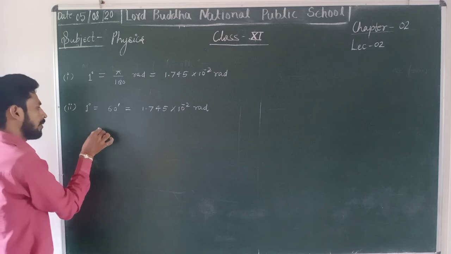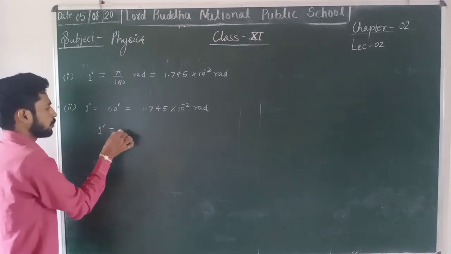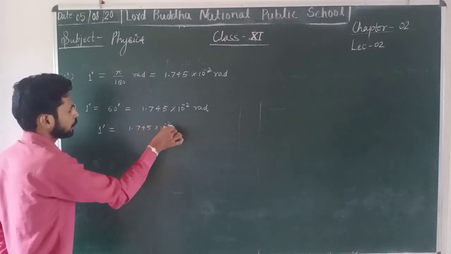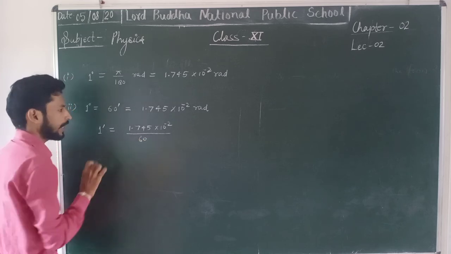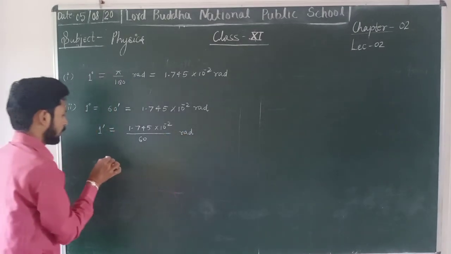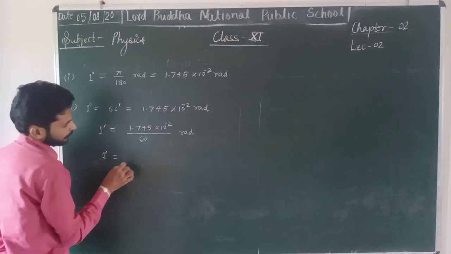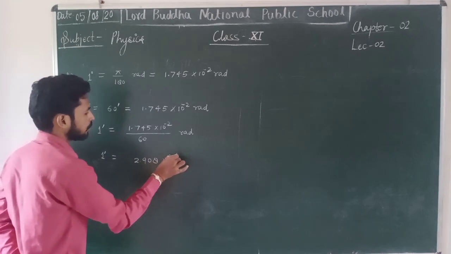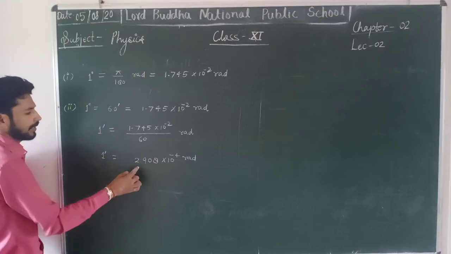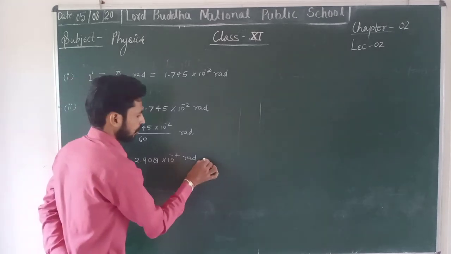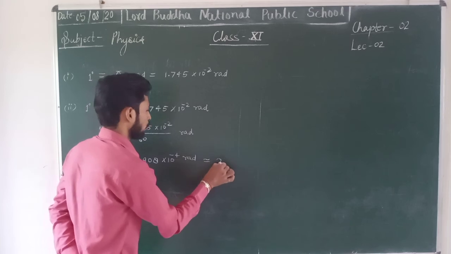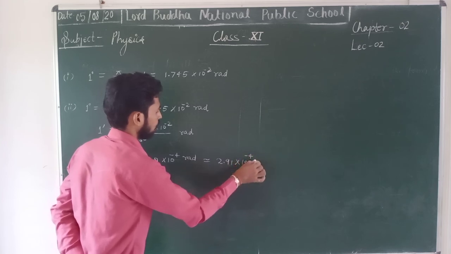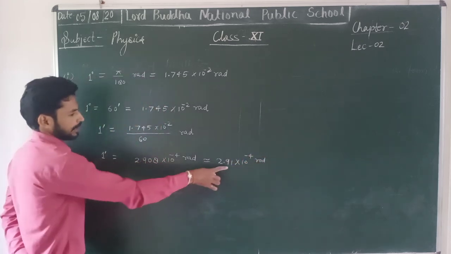Now if we want to calculate 1 minute, then we can write 1.745 into 10 to the power minus 2 upon 60, in the form of radian. So 1 minute equals 2.908 into 10 to the power minus 4 radian. When you calculate this, the exact value comes out like this, and we can write it approximately as 2.91 into 10 to the power minus 4 radian. We can write it approximately like this.